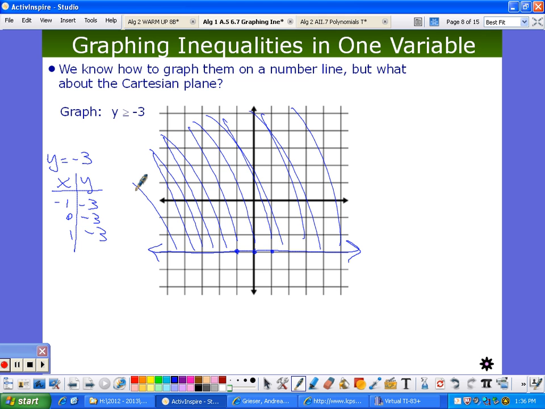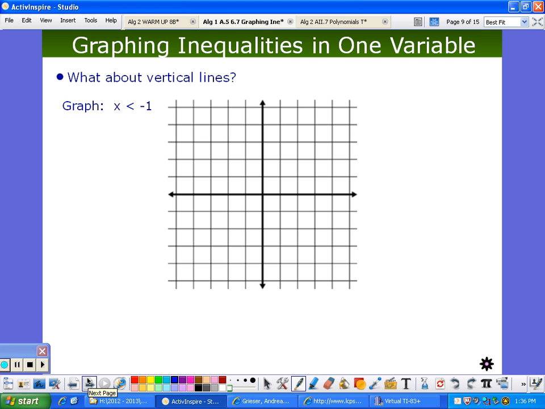Now similarly, let's look at another example. X less than negative 1. You have to know what x equals negative 1 looks like so you can draw the boundary. This is the graph, all the points on the graph with an x less than negative 1. If you forget what this looks like, pick a few points. Put in some y values, any y values. We get negative 1, negative 1; negative 1, 0; negative 1, 1. This is the example of the vertical line.